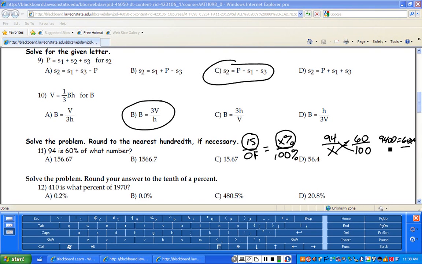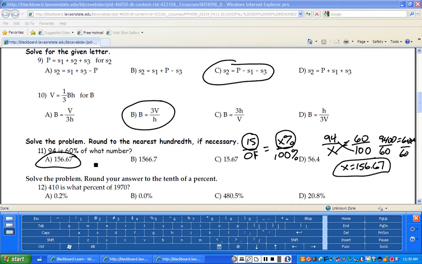Divide both sides by 60. And so you have 9400 divided by 60 equals 156.67. This here, which would be A. Okay. Number 9, round the answer to the nearest 1/10 of a percent. Okay, rounding.